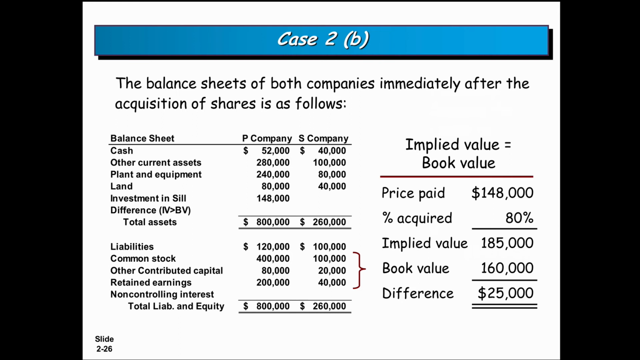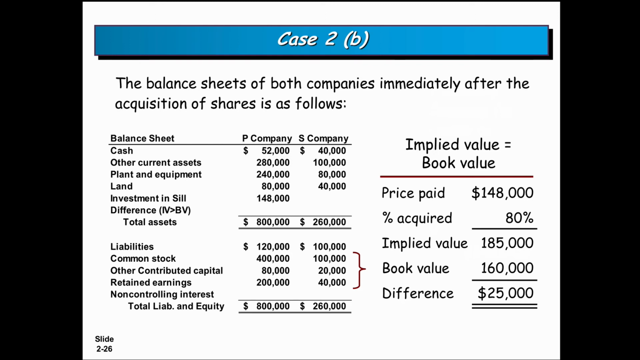As you know, it was 80%. The implied value: we divide what the company paid, 148,000, divided by 80%, we get 185,000. Minus book value, which is 160,000, as we know from case 1. So the difference here will be 25,000, which is the goodwill.